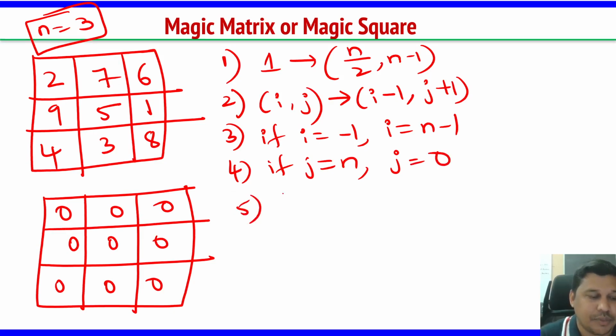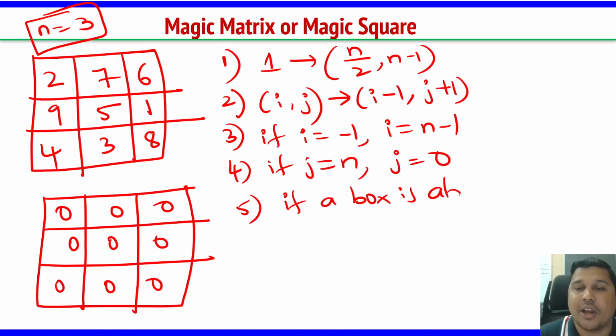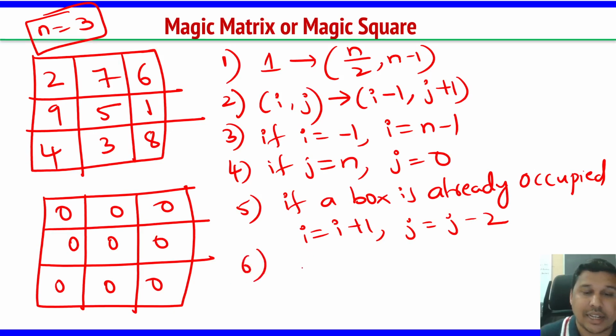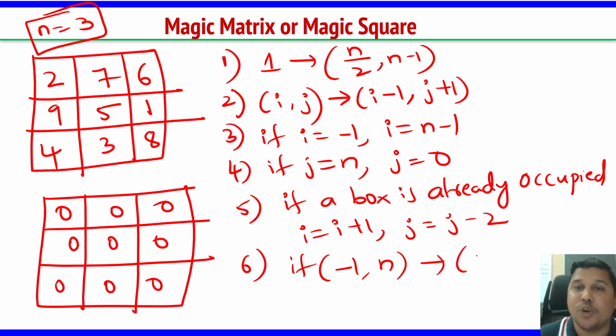Then the fifth rule: if a particular box is already occupied, then your new location will be i plus 1 and j minus 2. And there is one last rule, rule 6: if it becomes like 1 comma n, that is, i is beyond the range and j is also beyond the range, then the new position will be 0 comma n minus 2. So these are the rules. Okay, don't worry, I will explain them once again. I have just listed down the rules here.